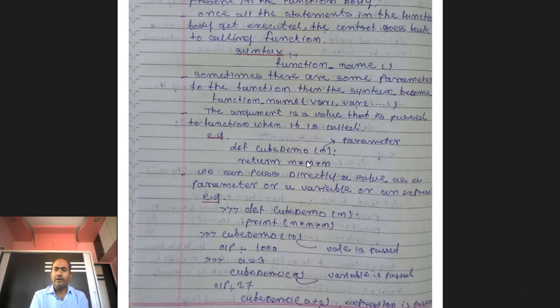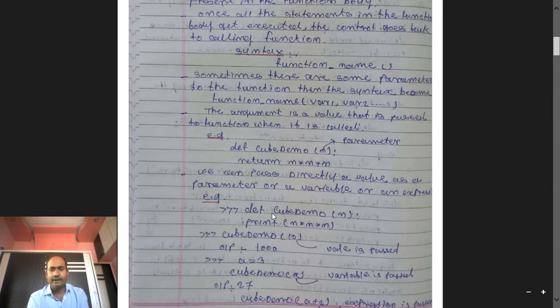To provide a value to the parameter, we need to call the function. How can we call the function? See here: def cube_demo(n): print(n * n * n), and cube_demo(10). Here 10 is the argument, which is the value given to the parameter n. The 10 value is assigned to the parameter n. So cube_demo(10) is called a function call.